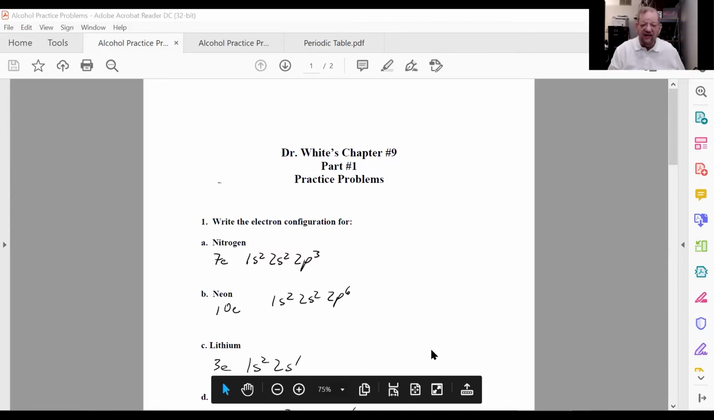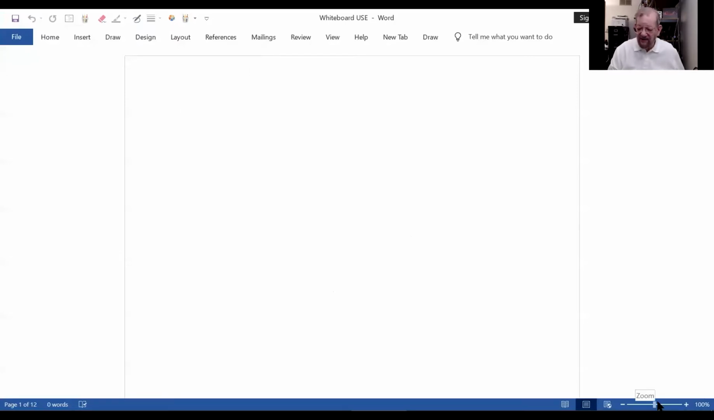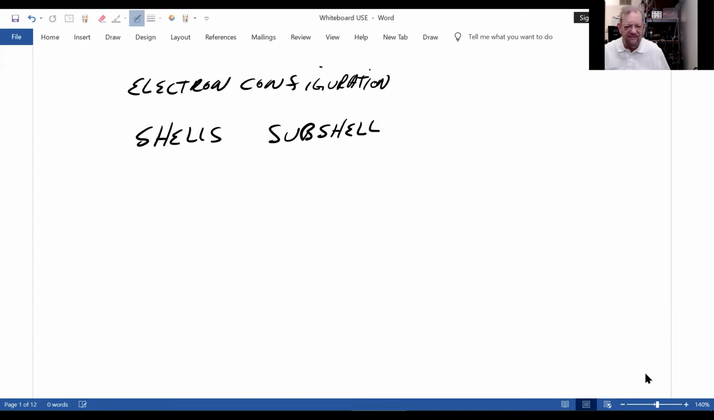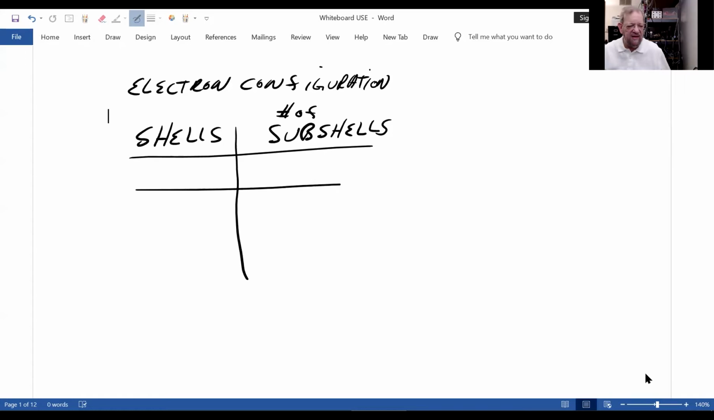But before we do that, let me remind you of some important information. You don't have to memorize this, but you have to know how to use this. When we talk about electron configuration, we're talking about all the electrons. And you have to know about shells and subshells, in this case the number of subshells. I used to make students memorize this, but as I told you almost 2 years ago, I decided on less memorization, just show me how to use this.